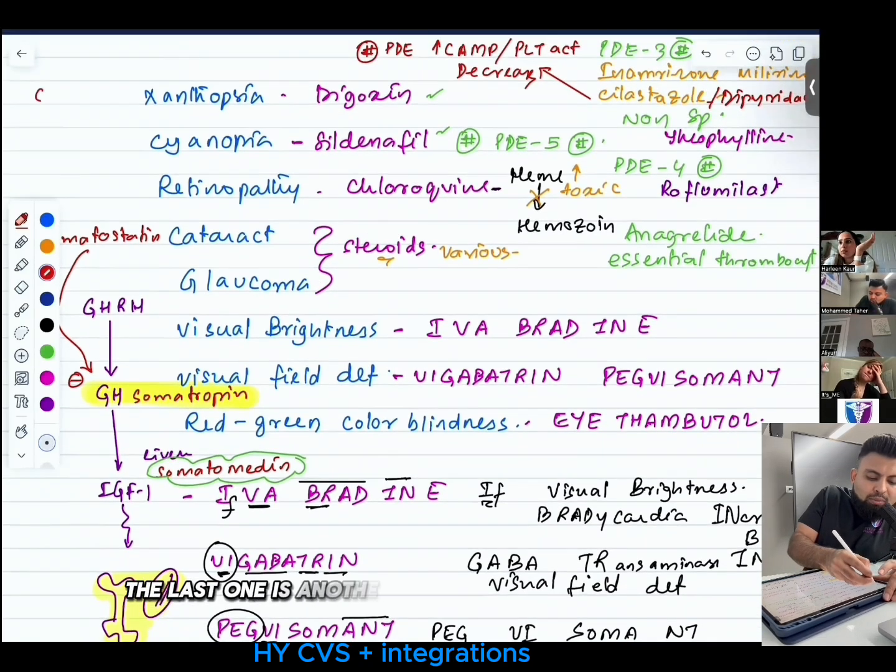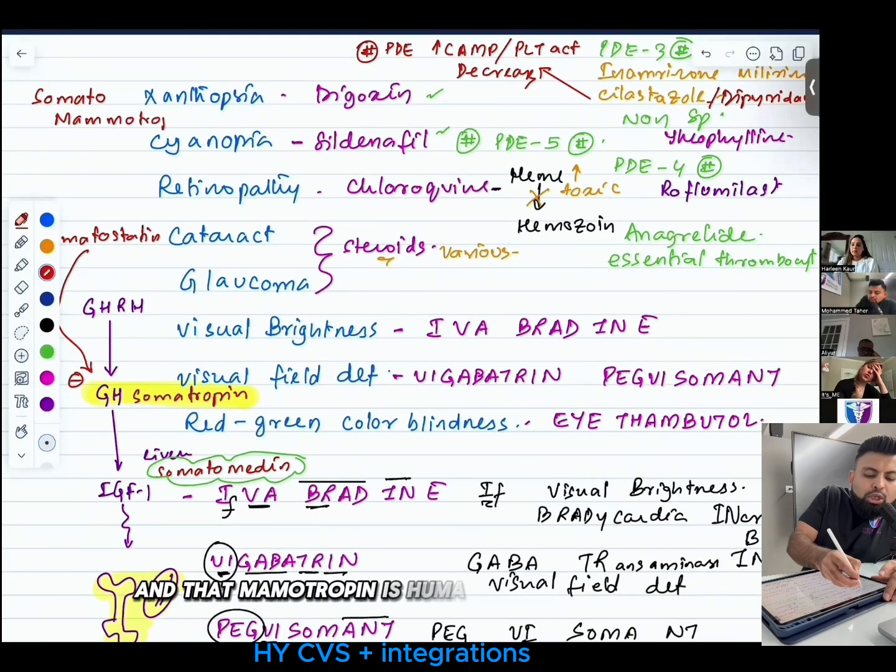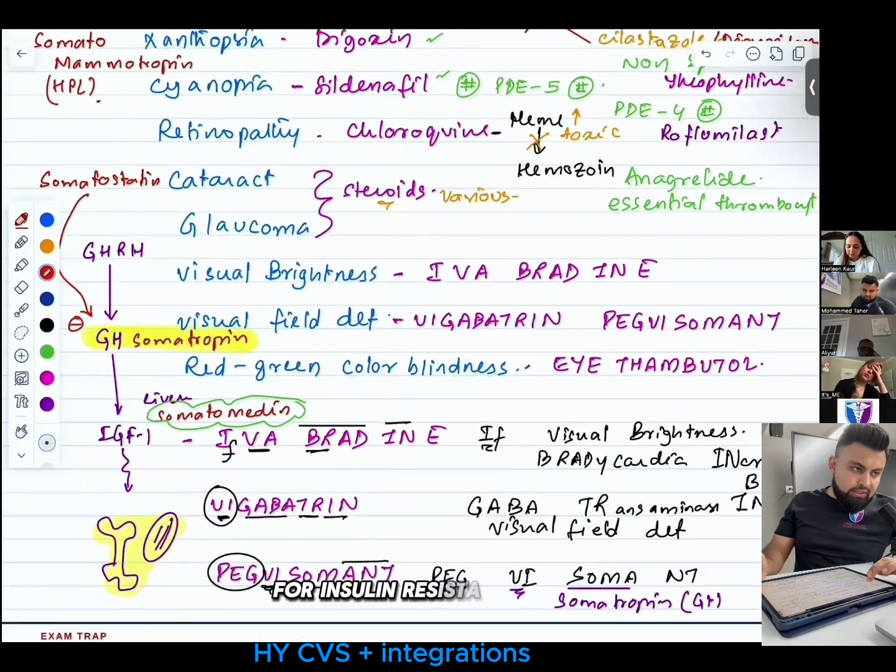The last one is another soma, somatomammotropin. And that mammotropin is human placental lactogen. Yes, that is responsible for insulin resistance, HPL, right?